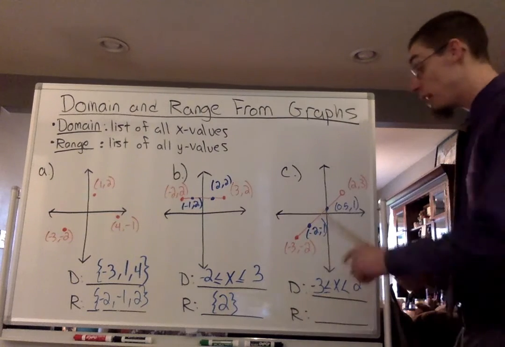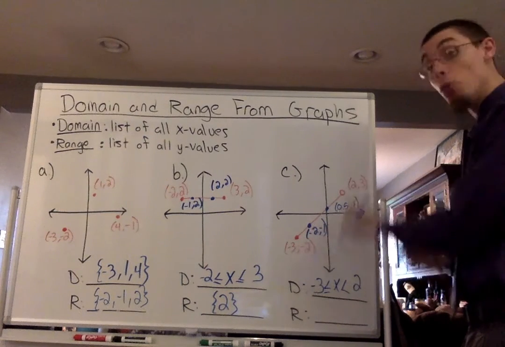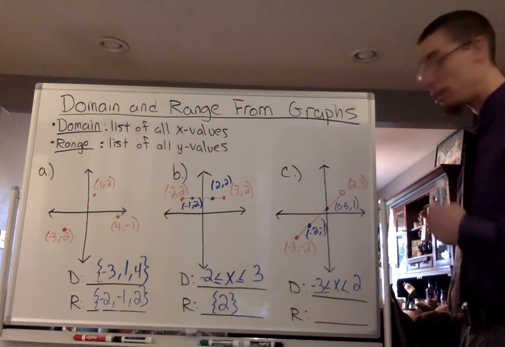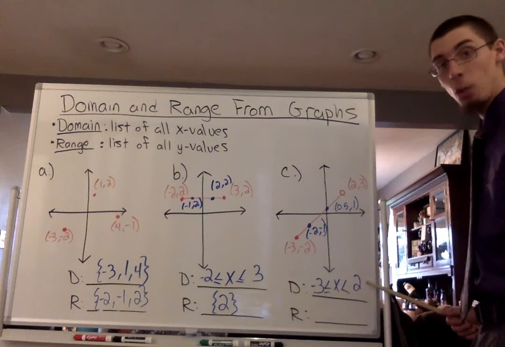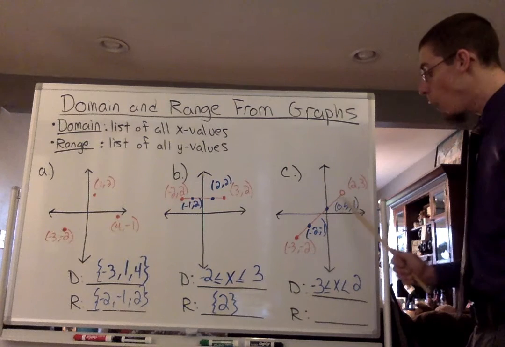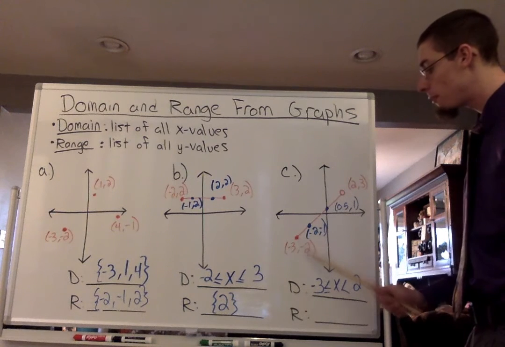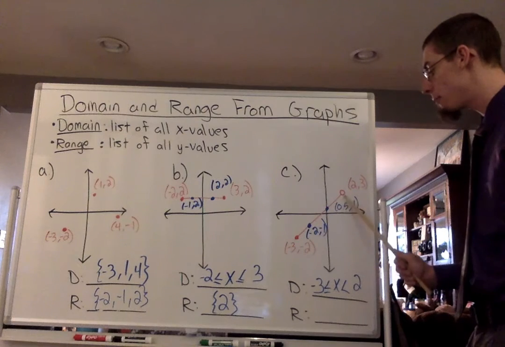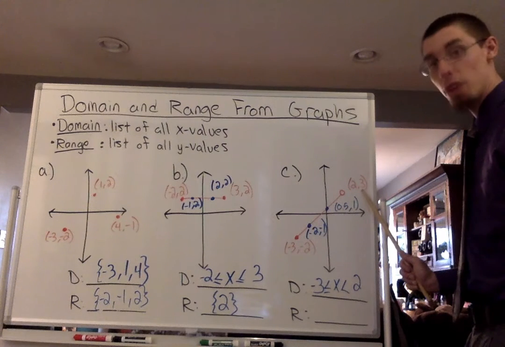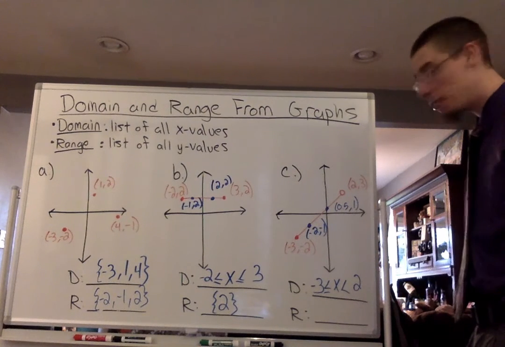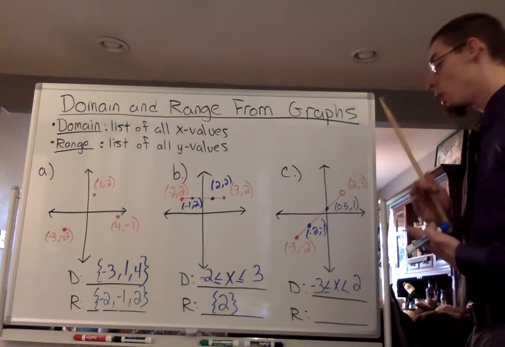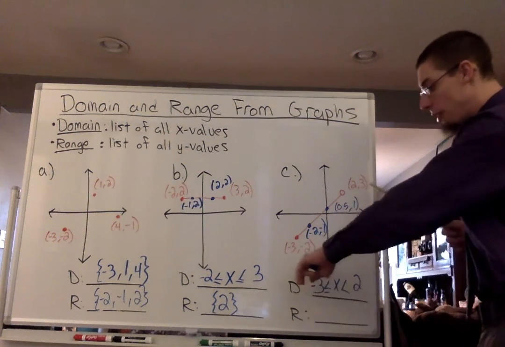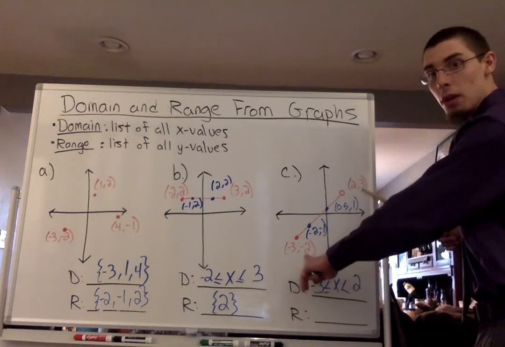This time, since the graph does increase, it goes up, the y values are also going to have to be represented using an inequality, right? Your lowest point on the graph is negative 2. Your highest point on the graph has a y value of 3. What that means is that your range, or your list of all y values, is everything between negative 2 and positive 3.